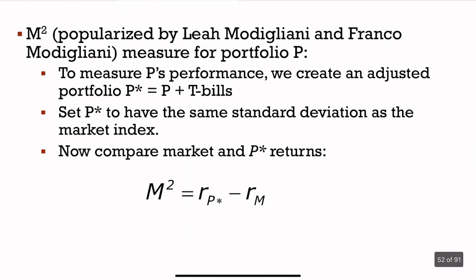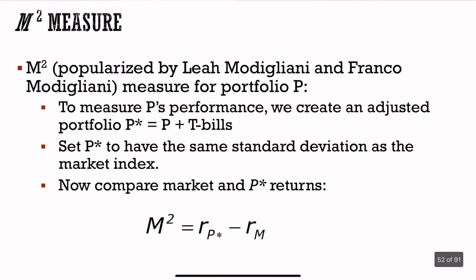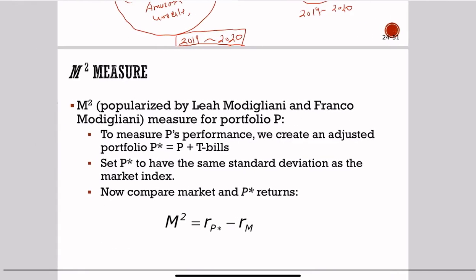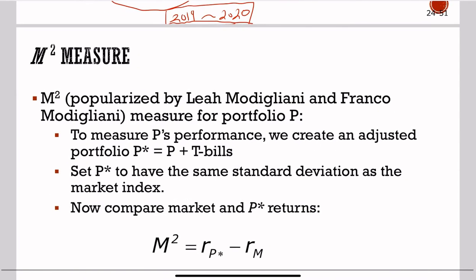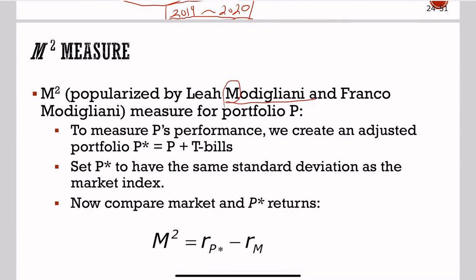Okay, I have 4 minutes. Yeah, let me try to finish this M2 measure. So, first, why is this called M2 measure? Well, because it's a measure popularized by two Modiglianis, so we have two M's. This Franco Modigliani is the M in the MM theorem.